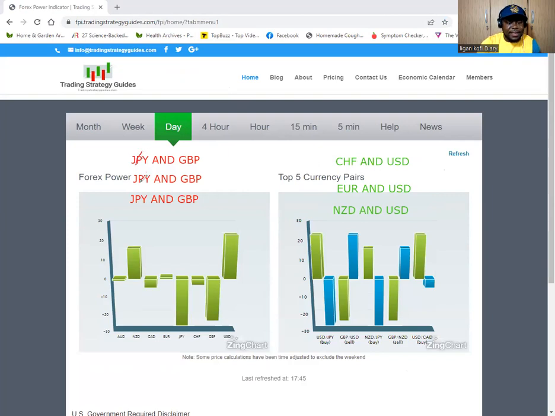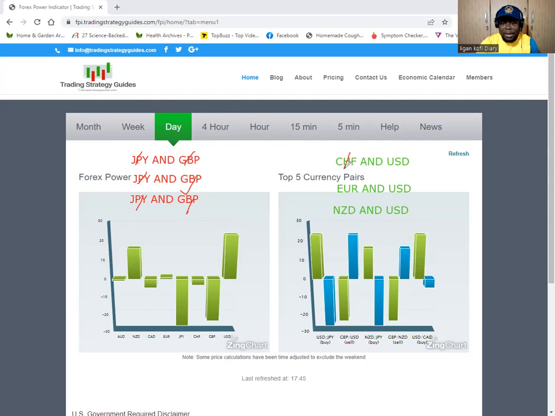JPY is here, and it is here. GBP is here, it's also here and it's here. So when it comes to the weaker side, we have two currencies that are weak, and they all appear in the 3 time frames. So JPY is weak, GBP is weak. Good. Let's look at the stronger side.